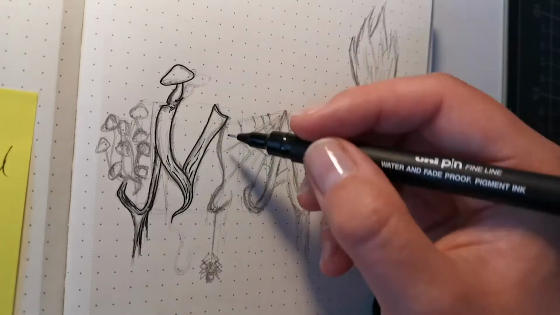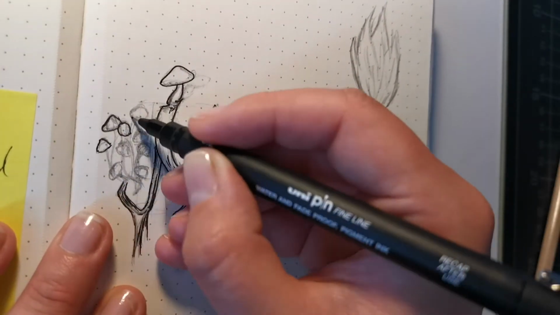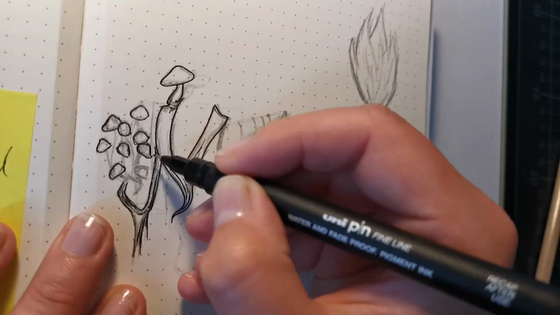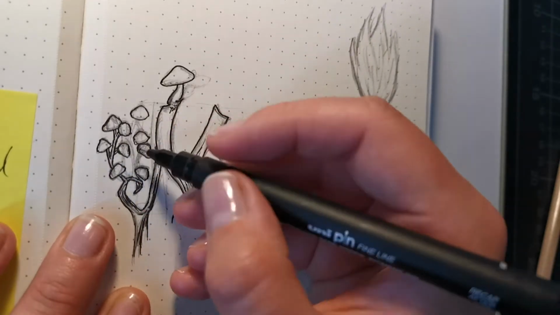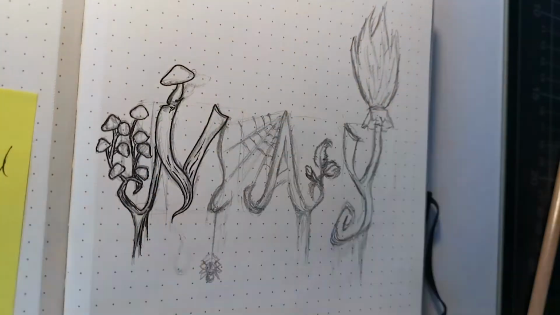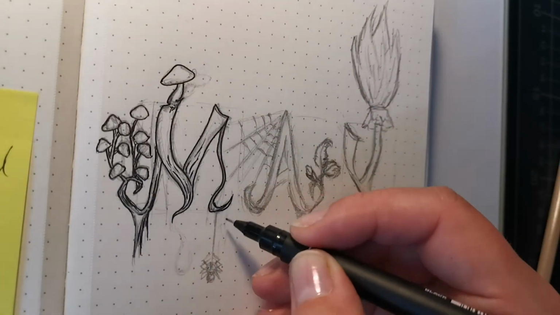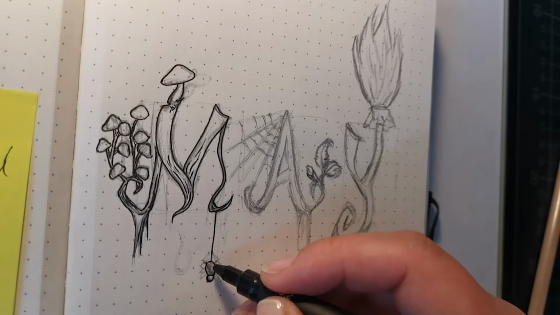It's a Unipin fine liner in the size 0.2. I can link it in the description in case you're interested. They're just normal fine liners. I mean, they're all the same. You literally don't have to invest a stupid amount of money in fine liners. Trust me, you'll run out of them.